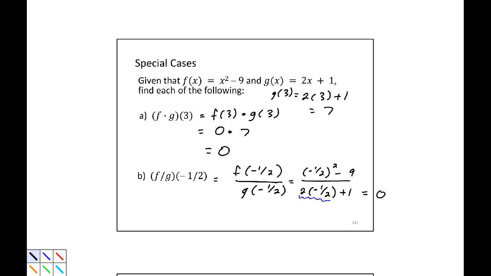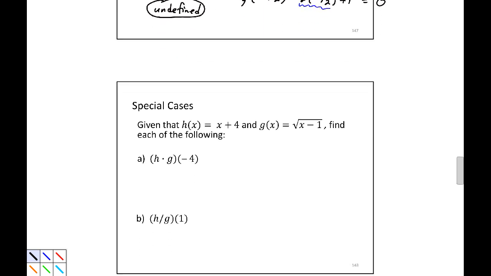The denominator cannot be 0, so as long as the numerator is not 0, in fact, even if the numerator is 0 as well, this is going to be undefined. So f divided by g of negative 1/2 is undefined. That's why this is a special case.